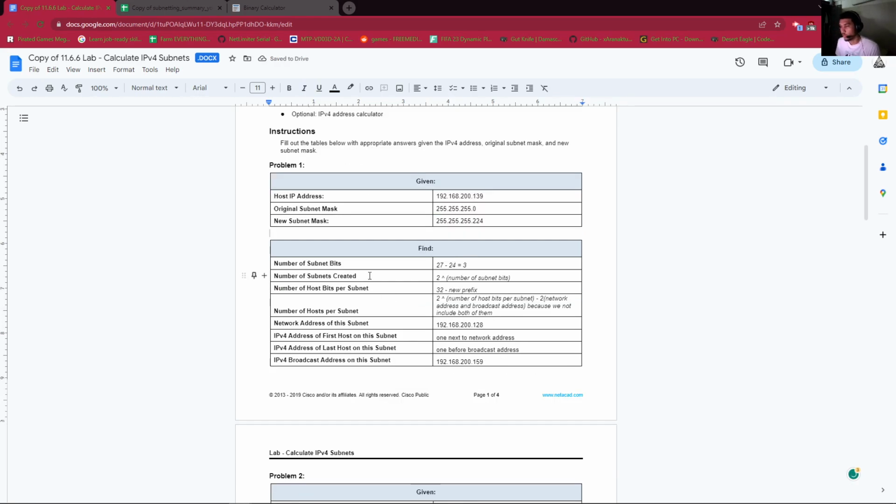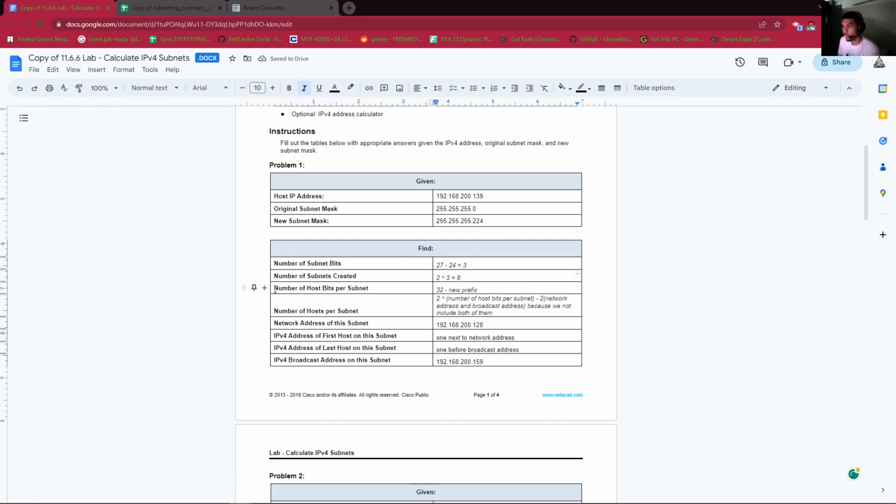Okay, the next question is the number of subnets created. To find this, we just need to calculate 2 to the power of the number of subnet bits, which is the answer that we have. So it is 2 to the power of 3, which is equal to 8.